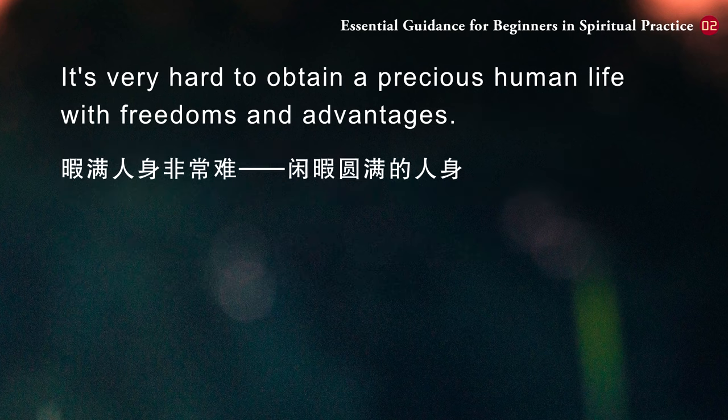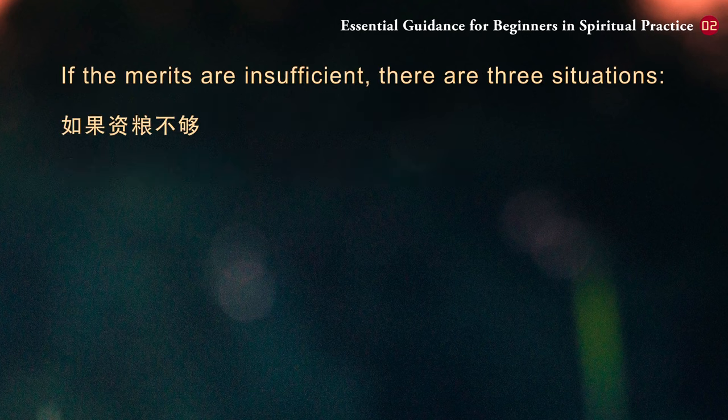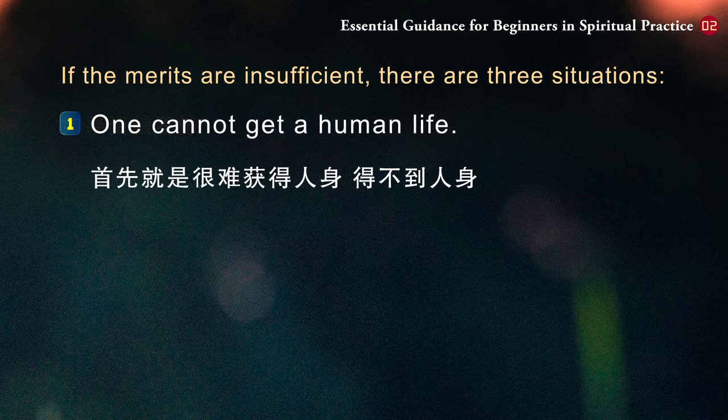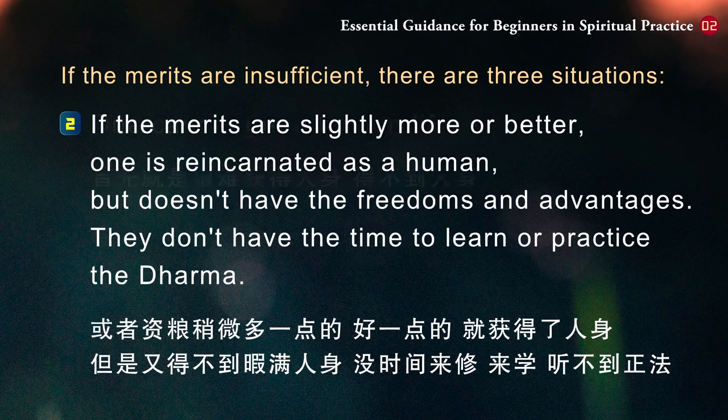It's very hard to obtain a precious human life with freedoms and advantages. If the merits are insufficient, there are three situations. Number one, one cannot get a human life. Number two, if the merits are slightly more or better, one is reincarnated as a human but doesn't have the freedoms and advantages. They don't have the time to learn or practice the Dharma.